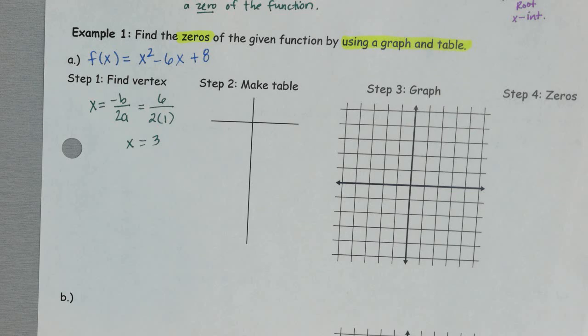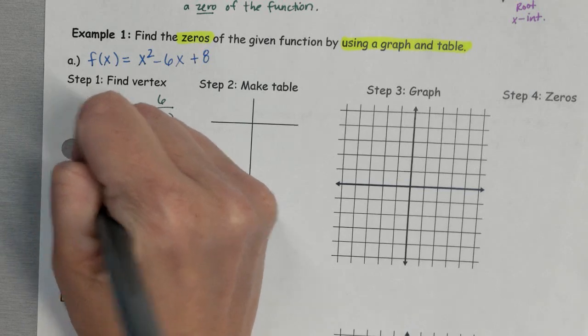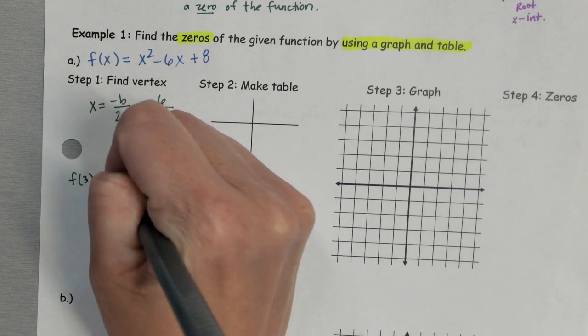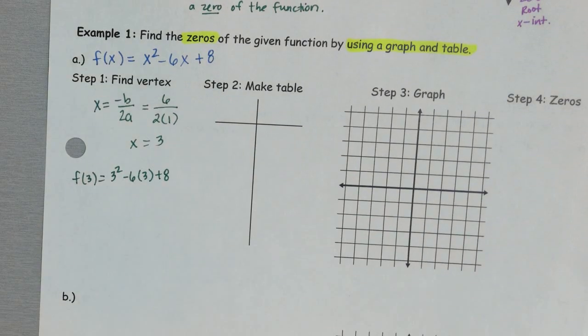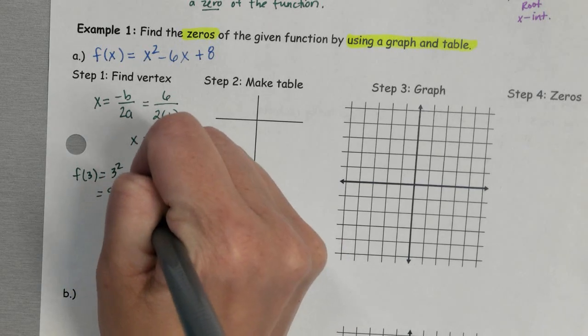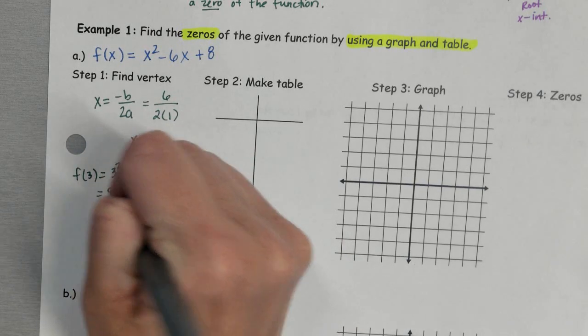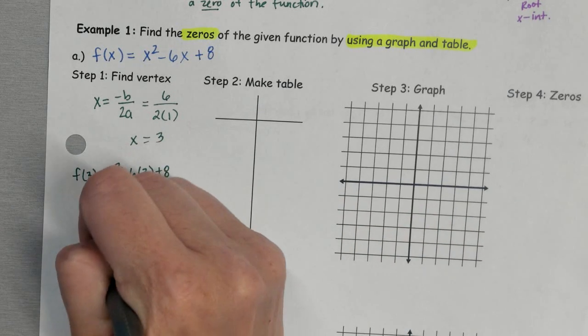Once I know what x is, Danny, how do I find the y coordinate? What do I do? Yeah, you plug it into the original function, right? So we're going to find f of 3. So we have 3 squared minus 6 times 3 plus 8. And then I'm just going to follow my order of operations. So 9 minus 18 plus 8, which is like 17 minus 18, so negative 1. So my vertex is 3, negative 1.